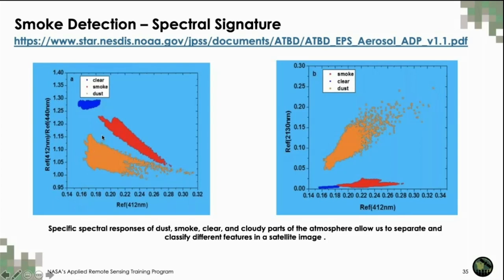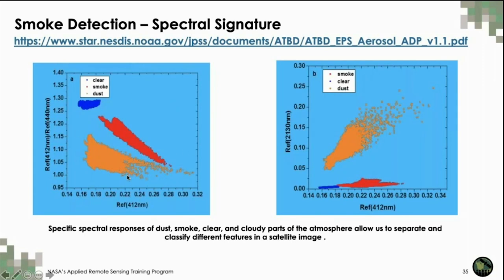So both smoke and dust show high values at 412, right? But if you see, the ratio is separating the two. The difference in this ratio is a function of the absolute value at 412. So it is decreasing, or in other words, the contrast between the smoke and dust is changing as a function of reflectance at 412. This kind of separation in spectral space allows us to put threshold values to detect smoke and dust automatically in satellite imagery.